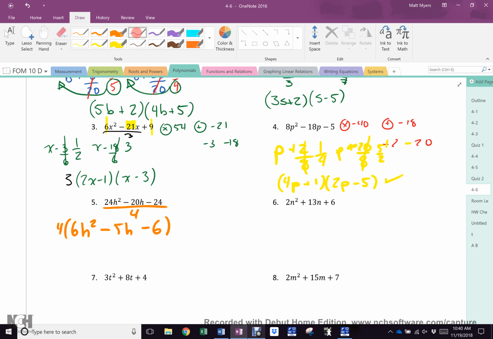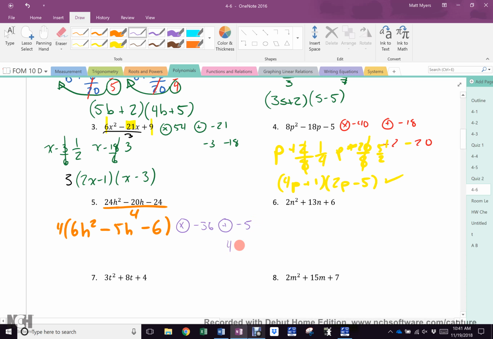Now what bothers me? The 6. So now I can't get rid of nothing anymore. So I know I got to multiply to what? Negative 36 and add to what? Negative 5. Is it 1 and 36? No. Of course not. Is it 2 and 18? No. Is it 3 and 12? No. Of course not. Is it 4 and 9? Yes. It's 4 and 9.